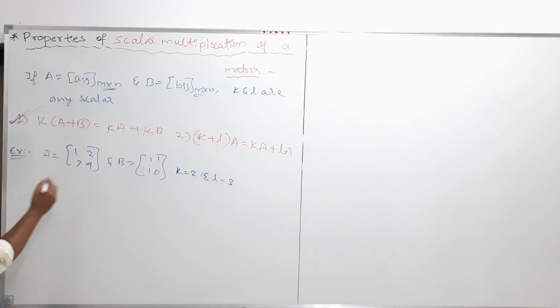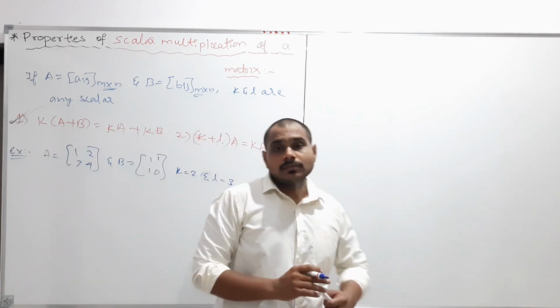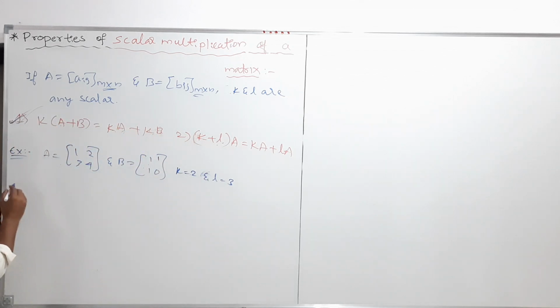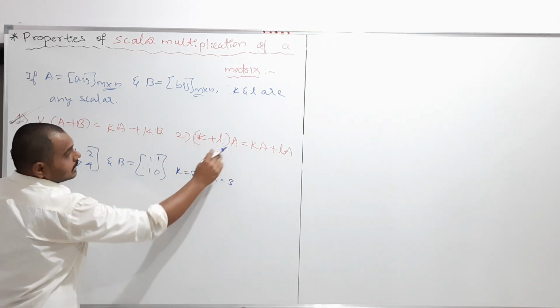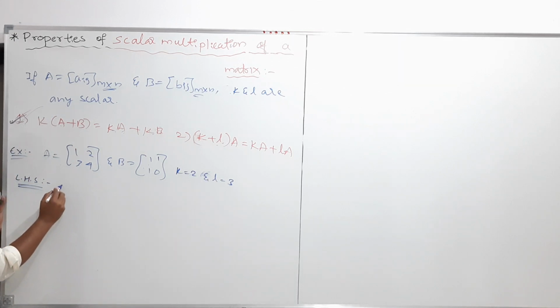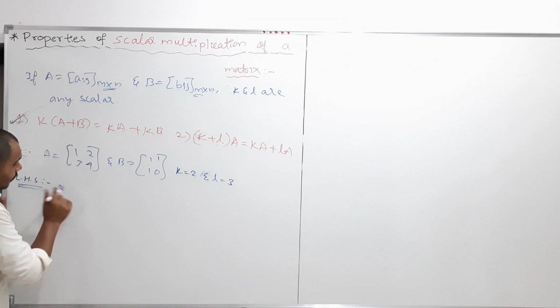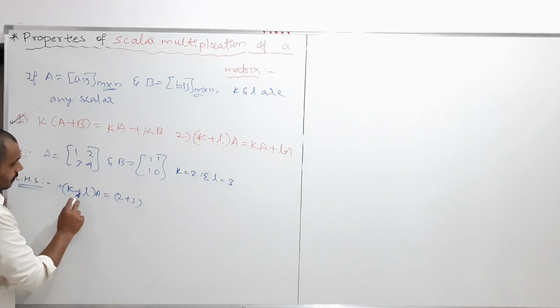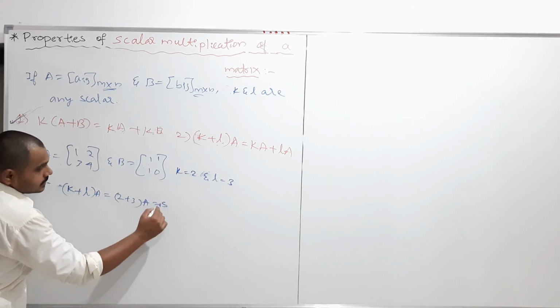Here, first I'll consider (K plus L) into A. First calculate the LHS. So what is the LHS? (K plus L) into A. So what is K plus L, my dear students? K plus L is 2 plus 3, which is 5, into A.